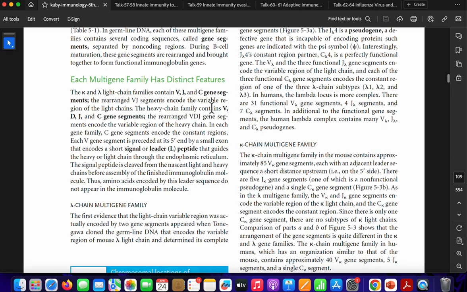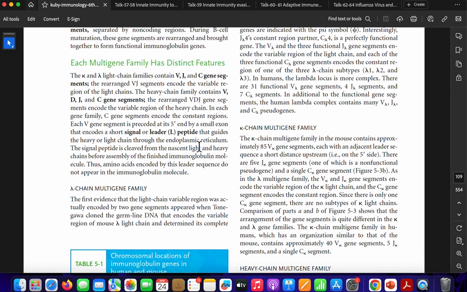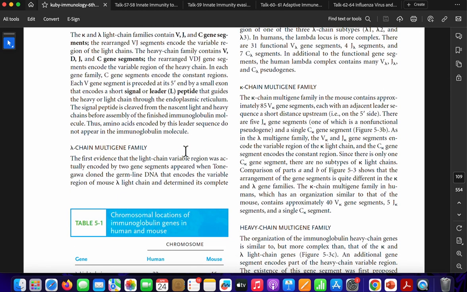Each multigene family has distinct features. The kappa and lambda light chain families contain V and C gene segments. The rearranged VJ segments encode the variable region of the light chains. The heavy chain family contains V, D, J, and C gene segments. The rearranged VDJ gene segments encode the variable region of the heavy chain. In each gene family, C gene segments encode the constant regions. Each V gene segment is preceded at its 5' end by a small exon that encodes a short signal or leader peptide. Lambda chain multigene family.